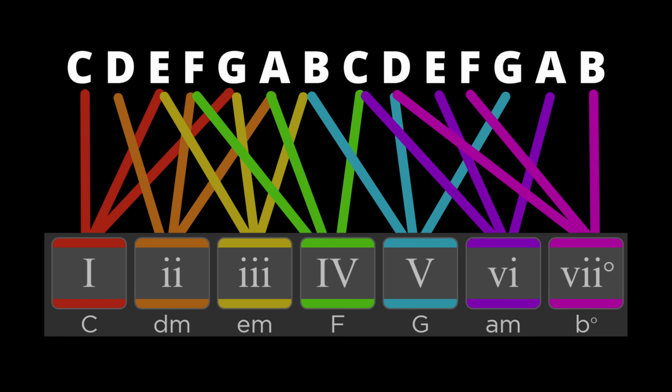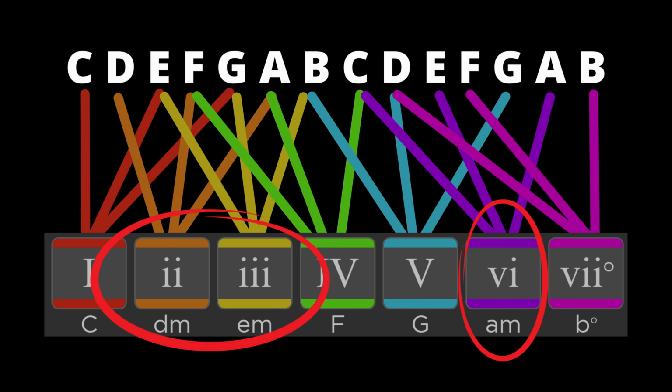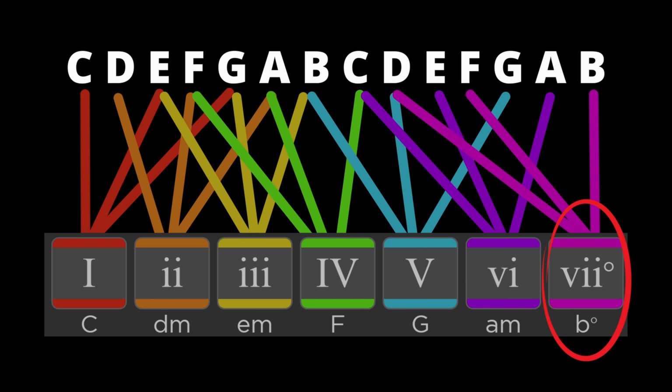Each chord has a Roman numeral assigned to it. These numerals show you the function of each chord. Major chords have an uppercase Roman numeral, and minor chords a lowercase Roman numeral. The small circle is for the diminished chord.